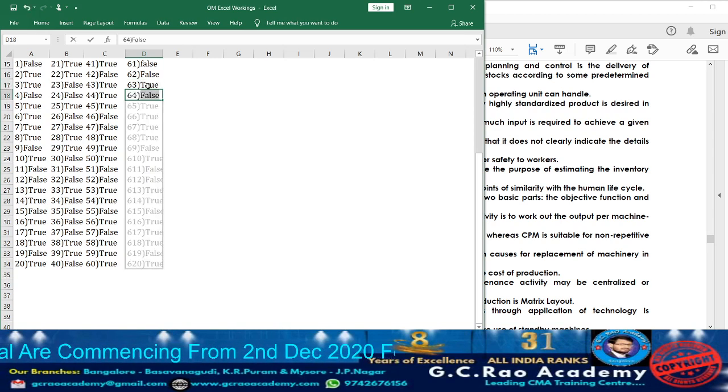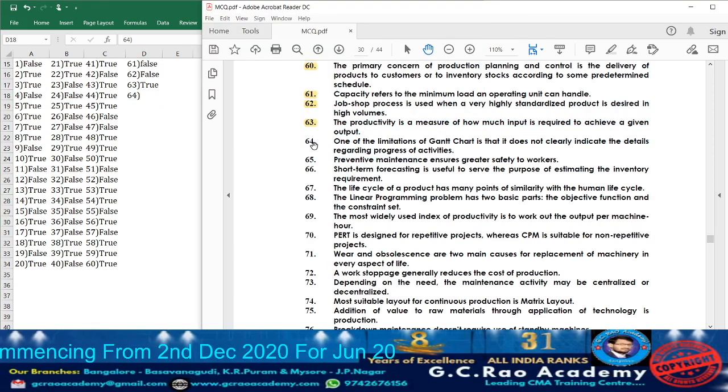It is true. Now moving on to statement 64. What they are saying: one of the limitations of the Gantt chart is that it does not clearly indicate the details regarding the progress of activities. Usually, the Gantt chart will be utilized for what purpose? The Gantt chart is one of the popular tools in project management. With the help of the Gantt chart, we can know which activities need to be done by a fixed time period. Means which activities have to be completed within the fixed time can be known with the help of the Gantt chart.